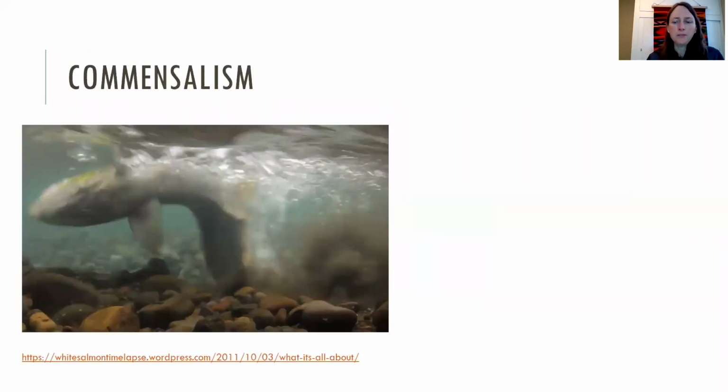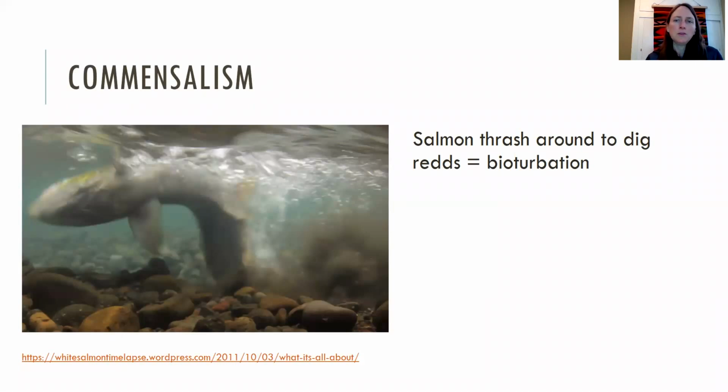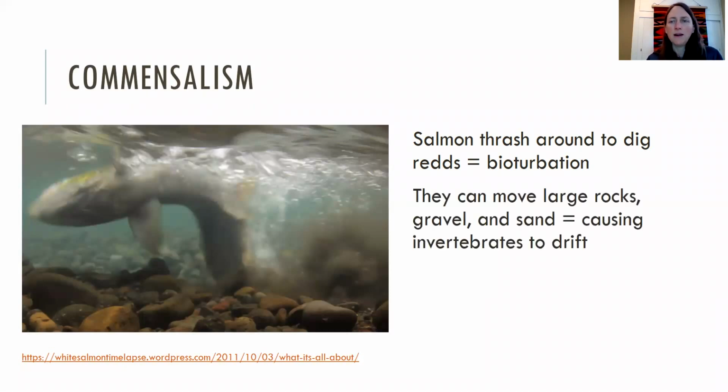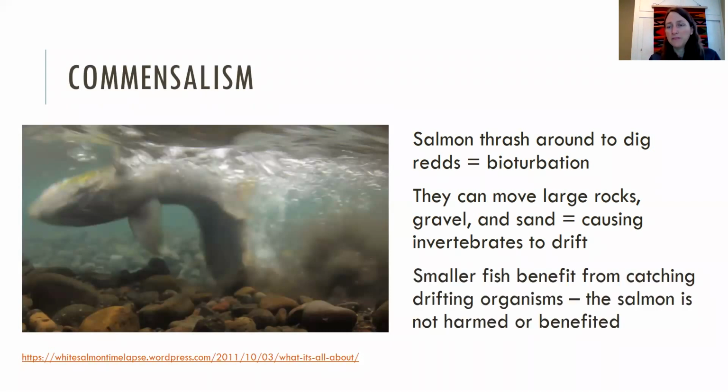And the first one is commensalism. So commensalism, here's a salmon thrashing around, digging out a redd. Bioturbation is kind of the result. It's moving large rocks and gravel and sand. It's causing all the invertebrates that live in the gravel to let go and drift downstream. And then smaller fish might benefit from catching these drifting organisms.